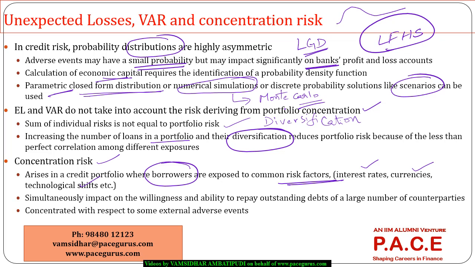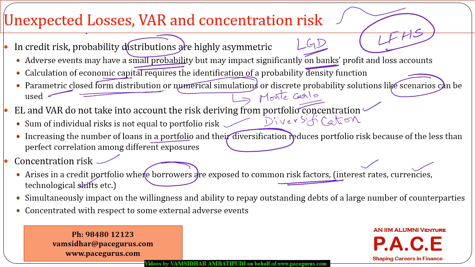So where there are common factors which are driving all the borrowers' defaulting behaviors, this is what we are calling concentration risk. So common factors among all the borrowers, which lead to either all of them defaulting at the same time or all of them not defaulting. So there is no diversification, especially with respect to these factors. To what extent the concentration exists with respect to these factors talks about the concentration risk.